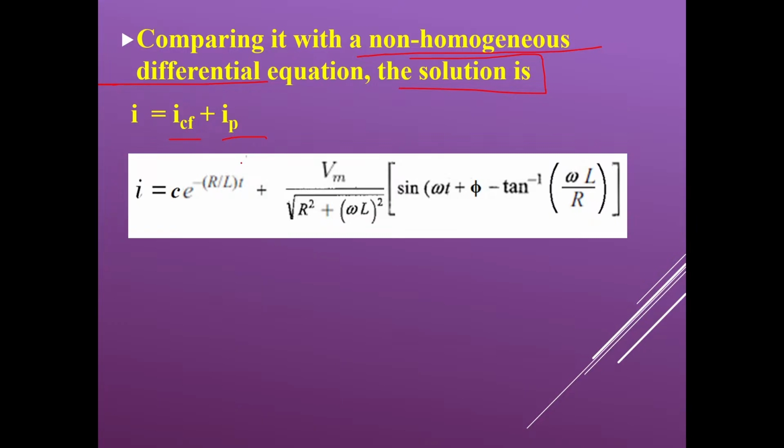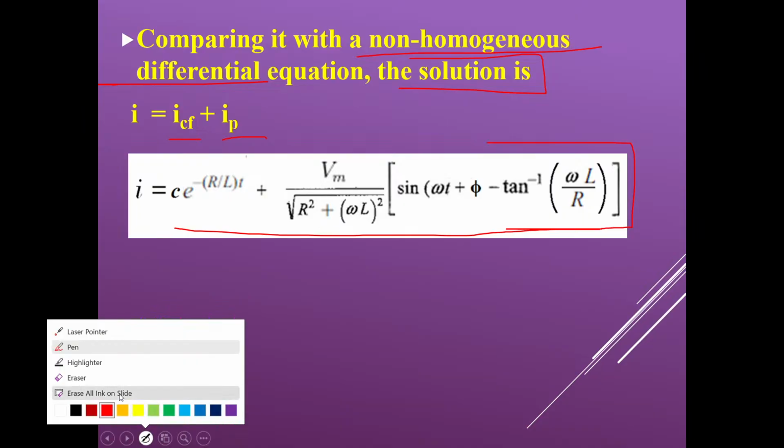And just now we have discussed the theory. So we know the formula for this i, that is i is equal to C e to the power of minus R by L into t plus Vm by root of R square plus omega L whole square into sin of omega t plus phi minus tan inverse of omega L by R. We need not derive this expression because we have to solve the numerical problem. For the previous case, it was the theory, so we derived this expression.